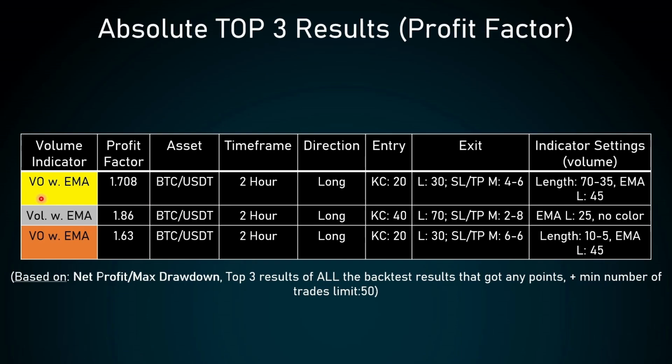But let's see. The third place goes to the volume oscillator with an EMA on BTC/USDT 2-hour chart, long only direction. The second place goes to the simple volume with an EMA, and that's for BTC/USDT 2-hour chart again and long direction. And the first place goes to the volume oscillator with EMA for the same BTC/USDT 2-hour chart, long only direction. And now let's see the overall results.